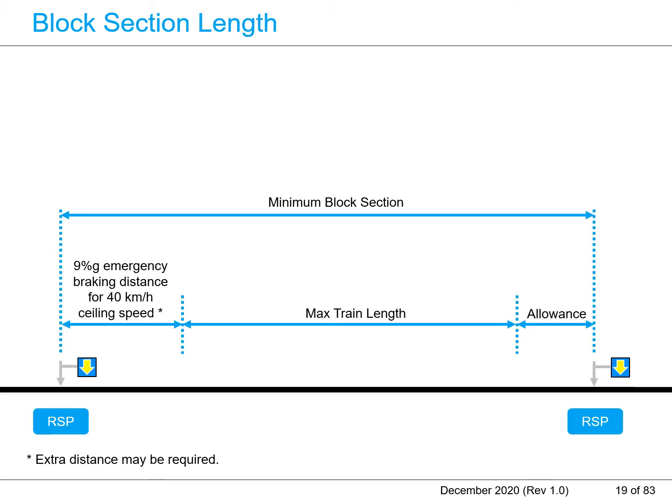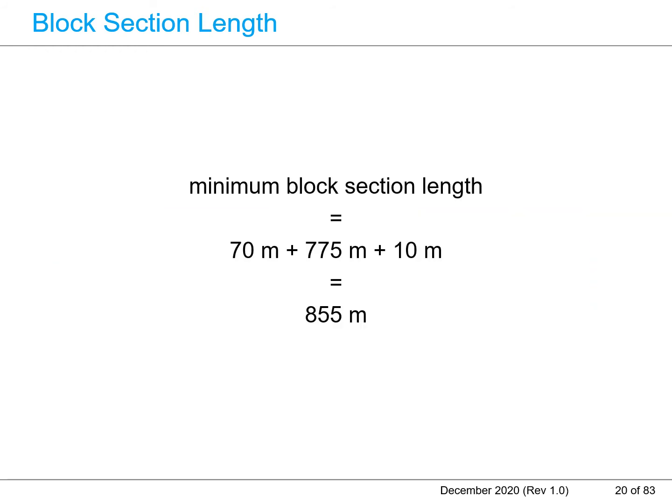The minimum block section length will be the 9% gradient emergency braking distance, for the 40 km/h ceiling speed, plus the maximum train length, plus the allowance for the distance between the planned stopping position and the ETCS stop marker. To accommodate the train length requirement, the minimum block section length is 70 meters plus 775 meters plus 10 meters, which gives a total of 855 meters. The minimum 10 meters allowance is chosen for the purpose of this learning module.